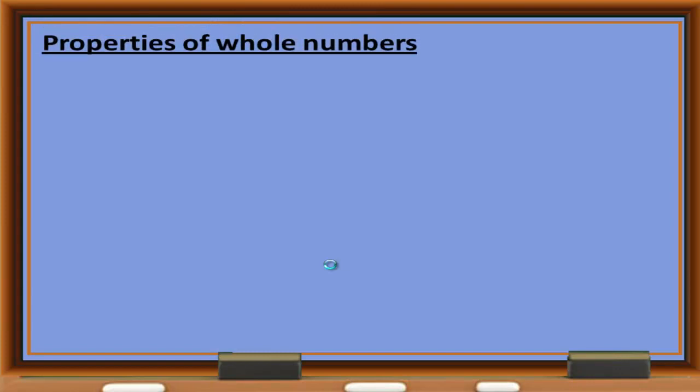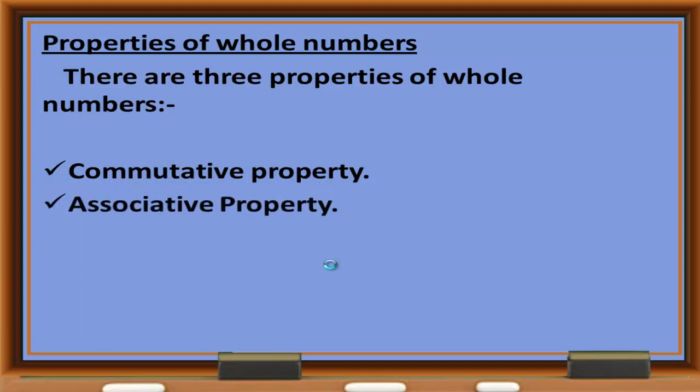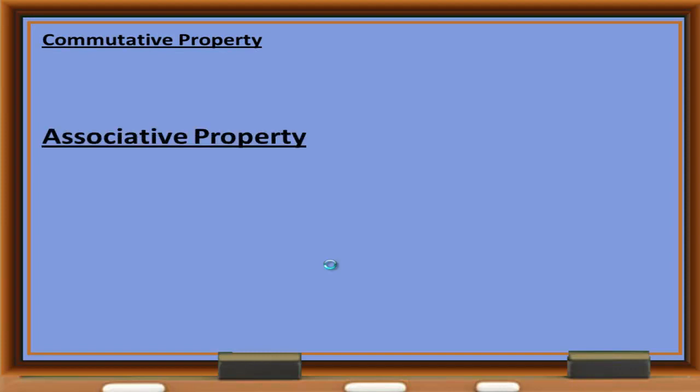Properties of whole numbers. There are three properties of whole numbers. The first one is the commutative property. The second one is called the associative property. The third one is called the distributive property. Therefore, the three properties of whole numbers are commutative property, associative property, distributive property.